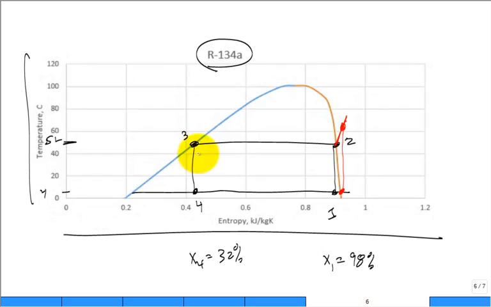So when we come over here, if you have from state 3 to 4, 4 will be kicked over here, and it will be irreversible. There will be some entropy generation.